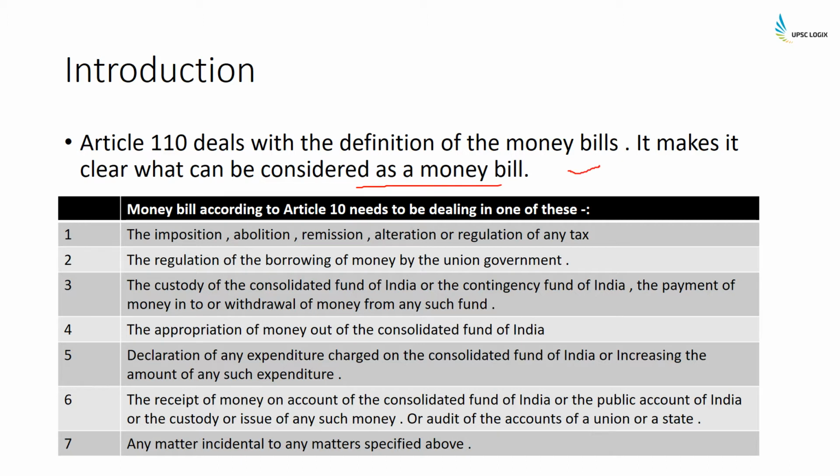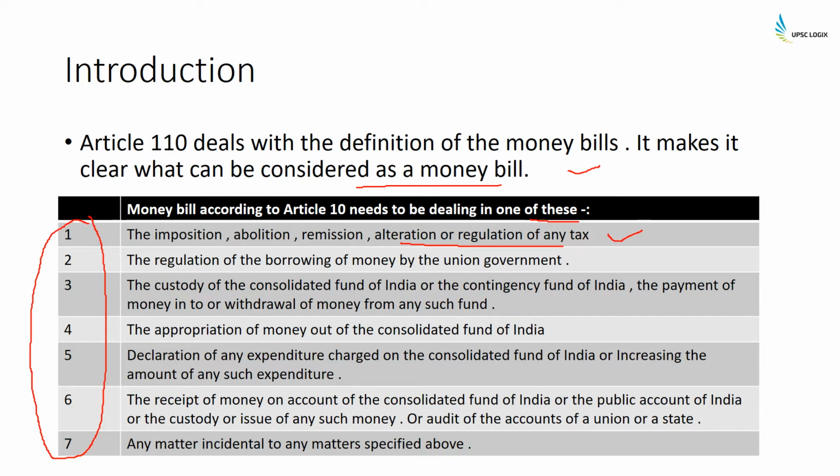So a money bill according to Article 110 needs to be dealing in one of these. Article 110 gives us 7 subject matters in which any bill dealing can be considered a money bill. Number 1: the imposition, abolition, remission, alteration or regulation of any tax. So any bill dealing in these areas of tax can be considered a money bill.